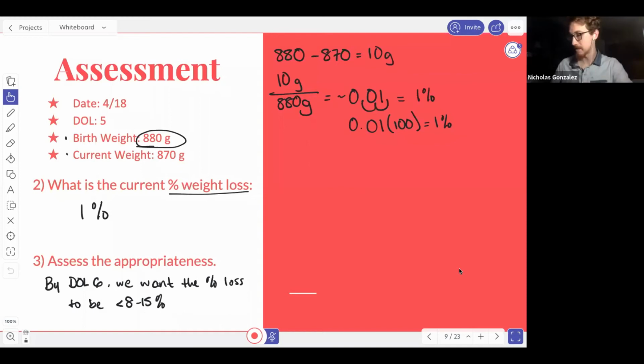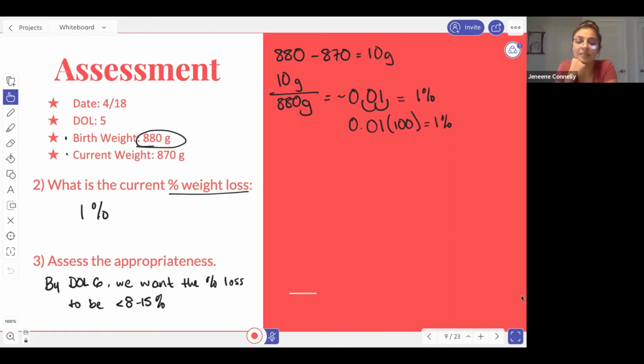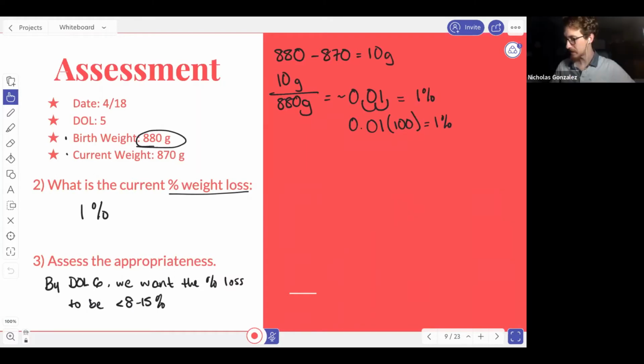Okay, that makes sense. Because you see weight loss and you immediately think, oh no, but that's not the case, right? Yeah, it's very normal. Even those of you that are moms and have had a baby, your baby will lose weight during that first week of life. Okay, so then let's go ahead and continue here.